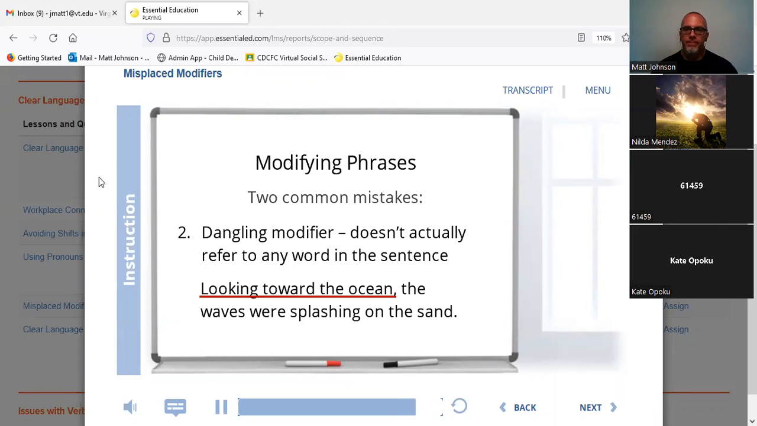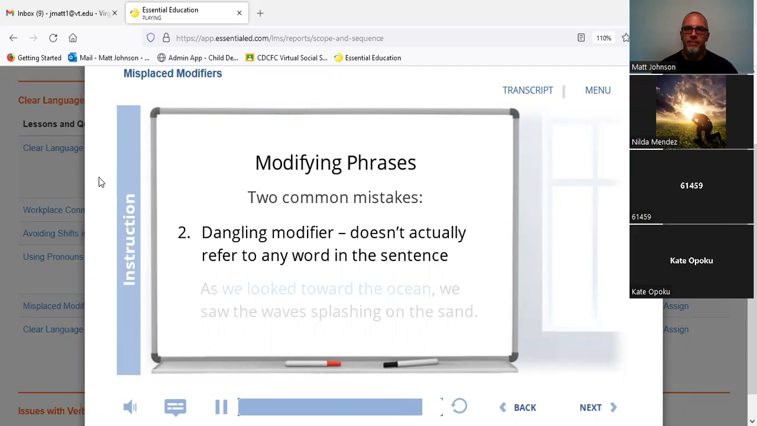You need to rewrite the sentence. One way is by adding the missing noun. As we looked toward the ocean, we saw the waves splashing on the sand. Now the sentence is clear. It tells who was looking. So, do you think you can find and fix misplaced modifying phrases?